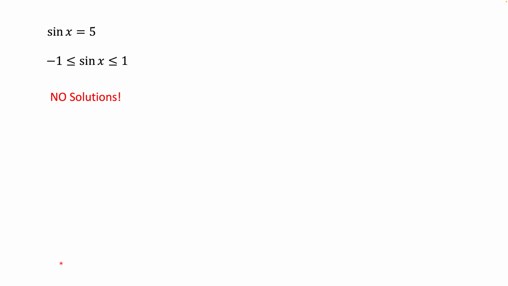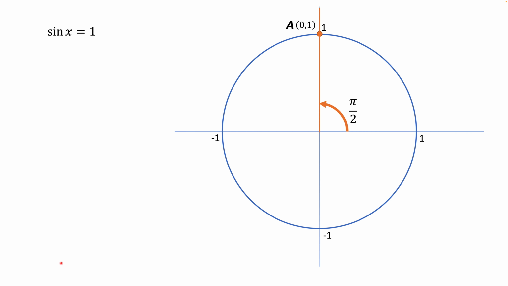So next question is when sine x equals 1. Alright, so let's just draw our favorite unit circle. And sine is the vertical coordinate of a point on a unit circle. The only point on a unit circle that has a vertical coordinate of 1 is the point A, at the very top. And that corresponds to an angle of 90 degrees or pi over 2. Alright? So we can write x equals pi over 2.